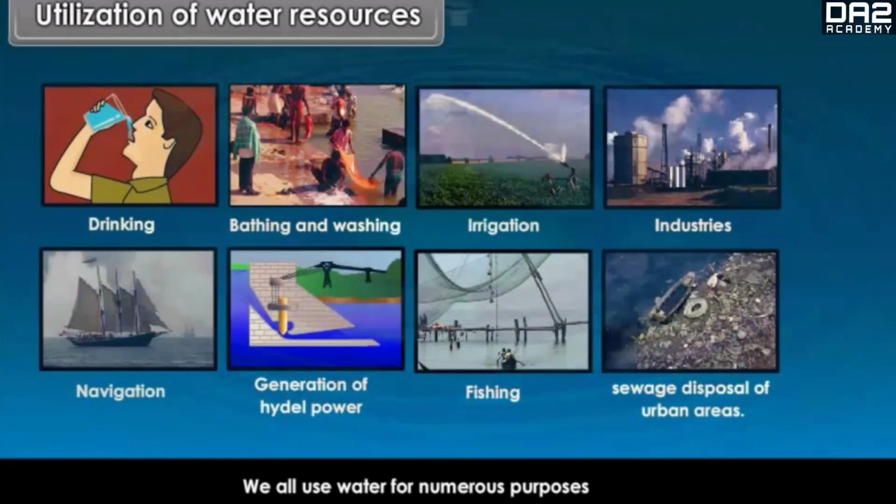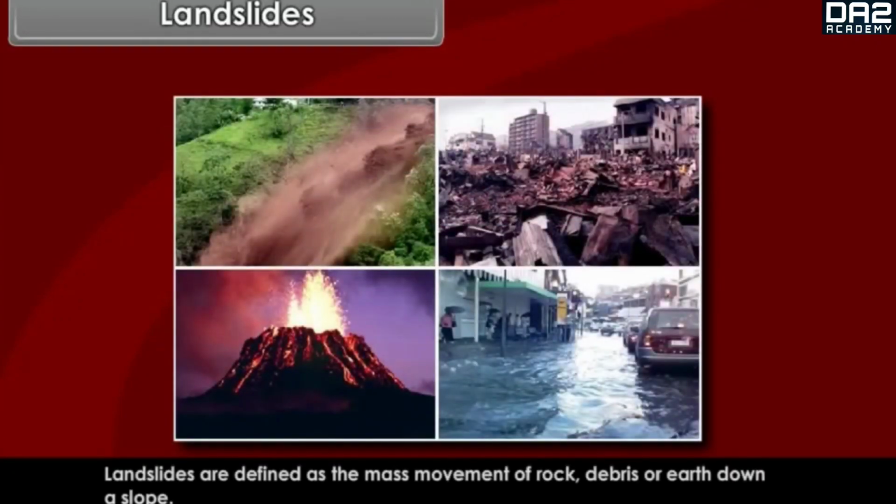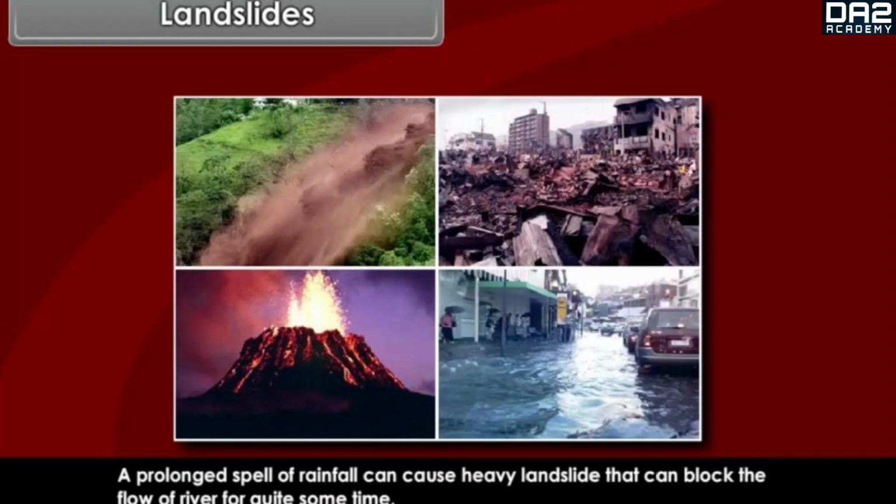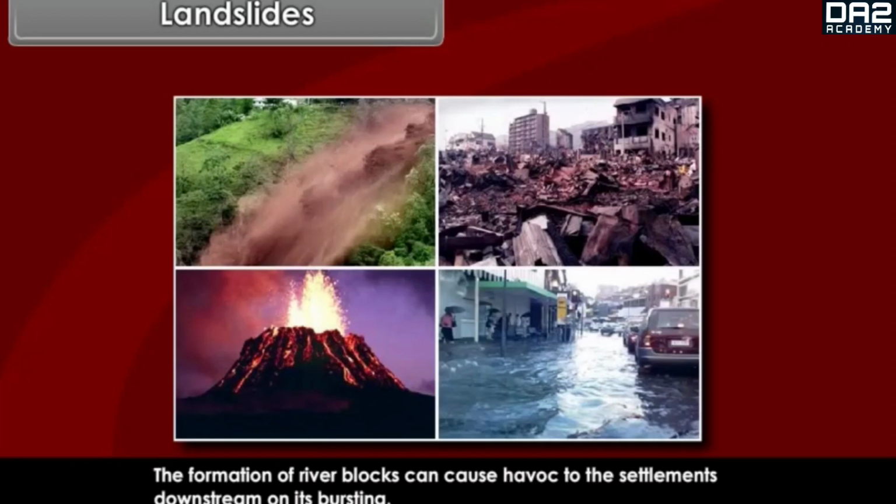Landslides. Landslides are defined as the mass movement of rock, debris, or earth down a slope. They often take place in conjunction with earthquakes, floods, and volcanoes. A prolonged spell of rainfall can cause heavy landslide that can block the flow of a river for quite some time. The formation of river blocks can cause havoc to the settlements downstream on its bursting.